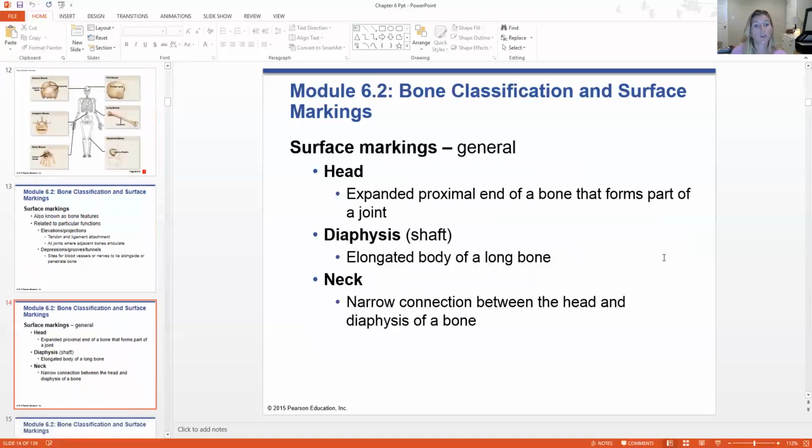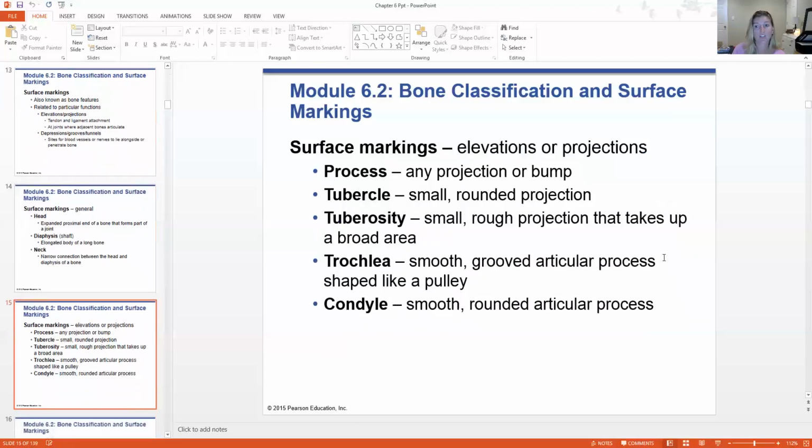So some general surface markings, and I'm going to breeze through this very, very quickly because we're going to cover it in lab. But there's a head, a diaphysis, and a neck. The diaphysis is the long portion of a long bone, or the shaft. The head is usually proximal. There's also things like a process, a tubercle, a tuberosity, a trochlea. These are all just projections or elevations, and they, again, all provide attachments for ligaments and tendons.